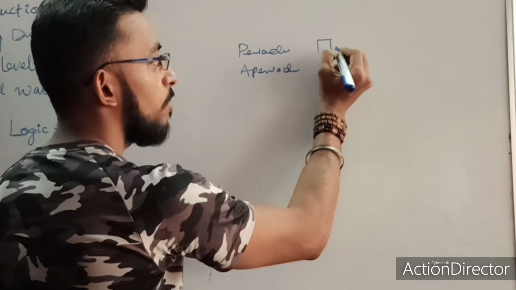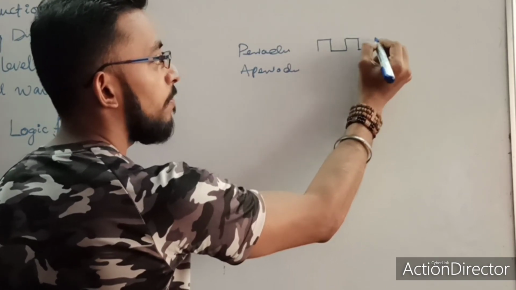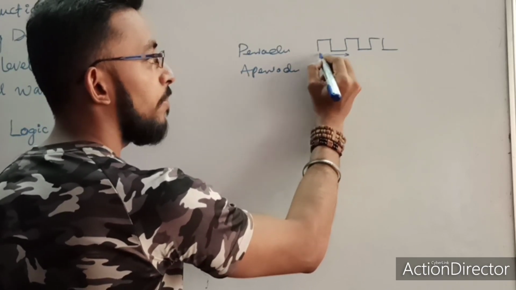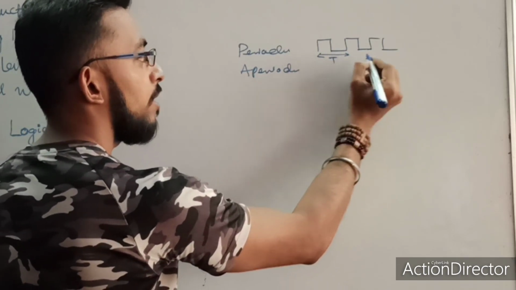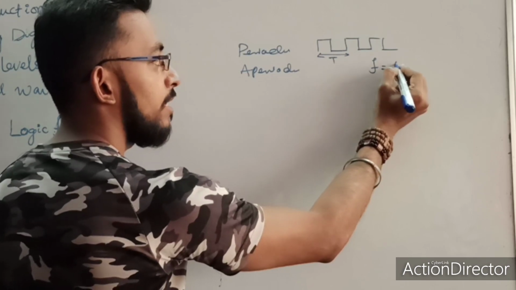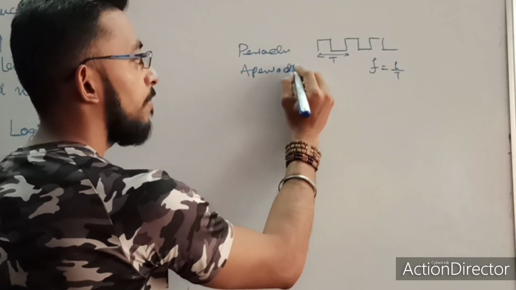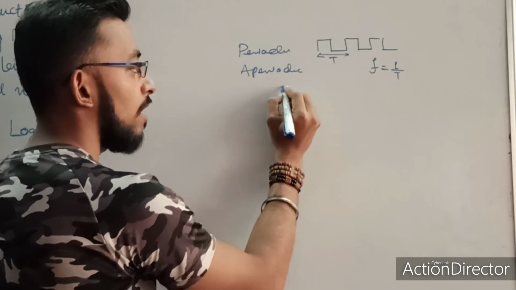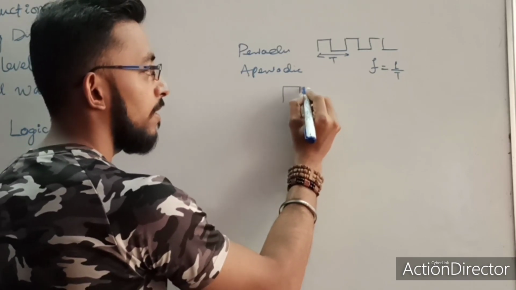If that train of pulse is periodic, then this will be my periodic train of pulse. And if you see, this is the time period, which is nothing but T, and the frequency is nothing but 1 by T. This is for the periodic case. And for the aperiodic case, how will the train of my signal look? It might be a value.